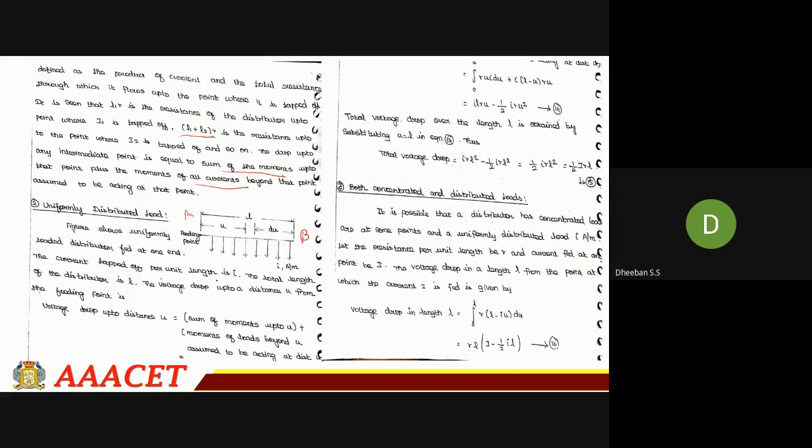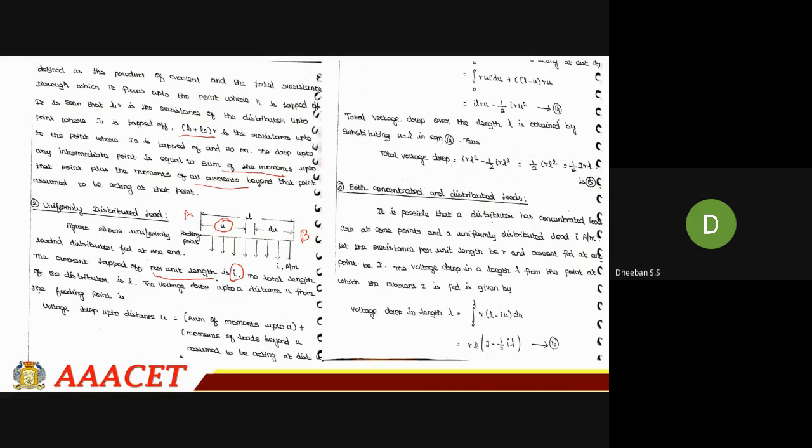The current tapped off per unit length is I. So here the current per unit length will be I. The total length of the distributor is L, the entire length is L. The voltage drop up to a distance U from a feeding point is found by taking a small distance, like x and dx. More or less similar to that, we are particularly taking a small distance U, and we'll be finding the voltage drop across that U.